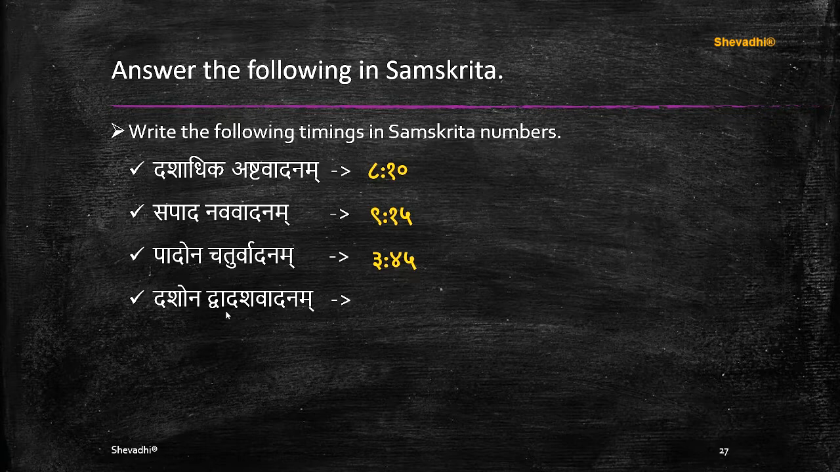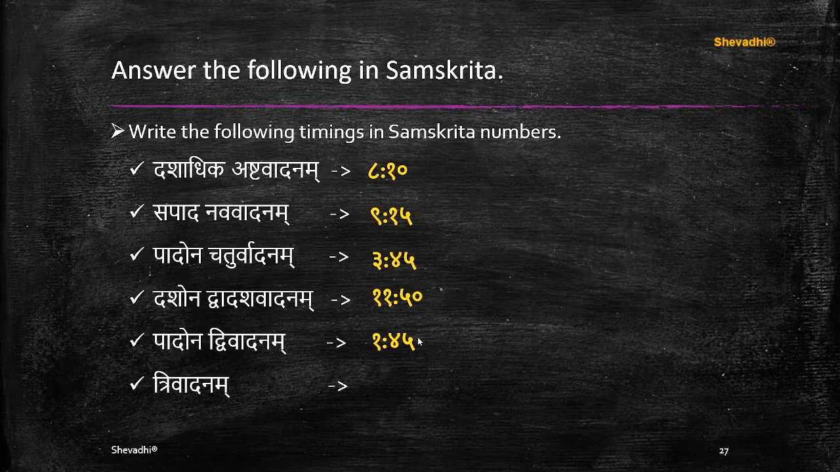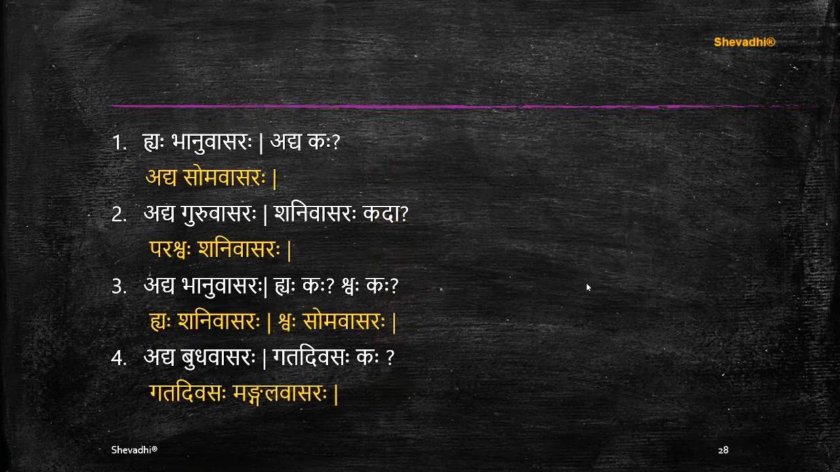Dashona Dvadasha Vadanam. 11:50. 5050 पादोन द्विवादनं. 145. These are in Sanskrita numbers. त्रिवादनं means 3 o'clock, 3:00. Okay, so you have to do both: write the timings in Sanskrita words and also in Sanskrita numbers.